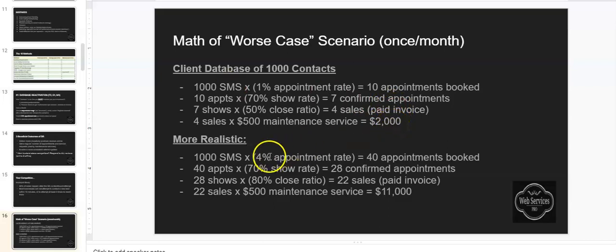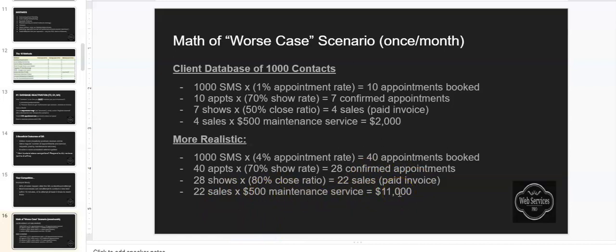But something more realistic is, as we said, 2 to 8%. So let's say a 4% appointment rate. You just adjust the numbers here. So instead of 10, you have 40. That leads to 28 confirmed appointments that actually show. That leads to, and I'm putting here an 80% close ratio because, again, these are your previous clients. They already know, like, and trust you. So it's very easy to convert them instead of this 50% close ratio. So 28 shows leads to 22 sales or paid invoices. Again, with the $500 maintenance service, that's $11,000.